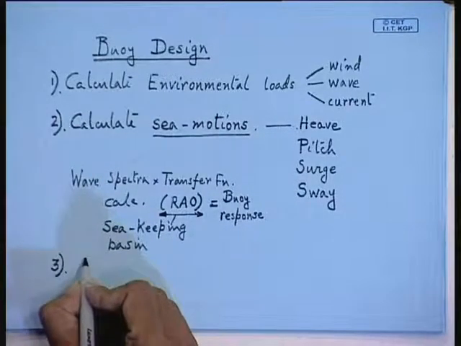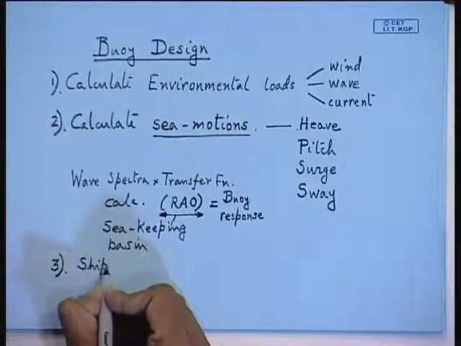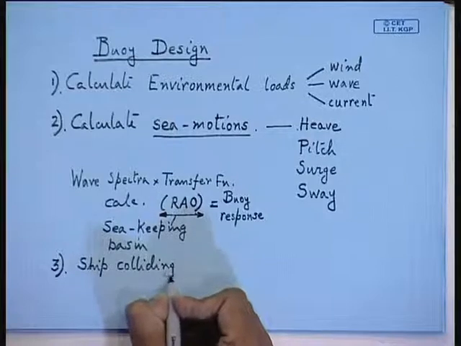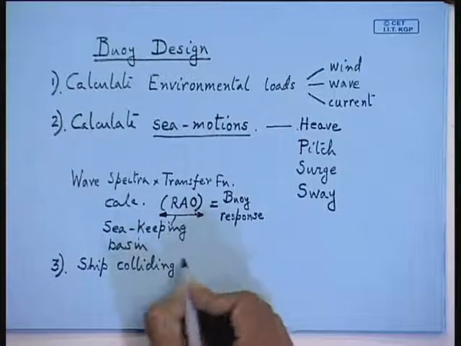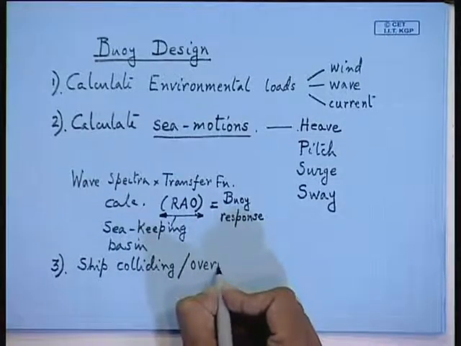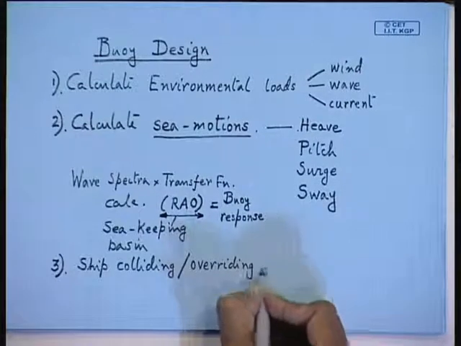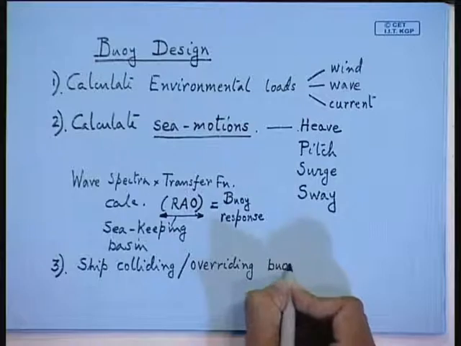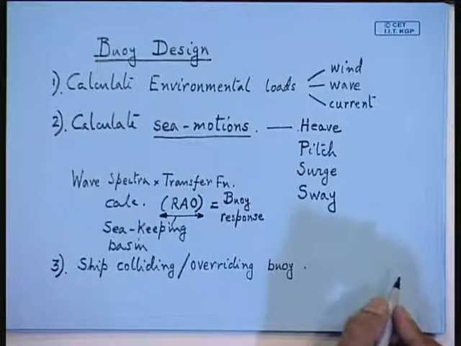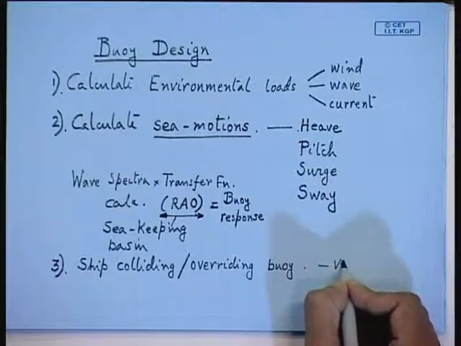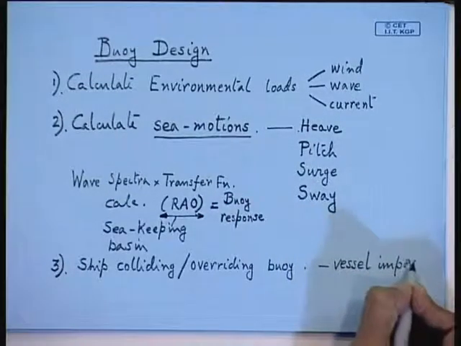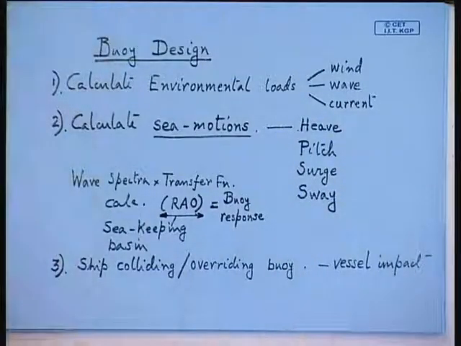The third most important aspect is ship colliding or overriding with buoy. So, whenever you are doing buoy design, this factor has to be taken care of, that is ship colliding or overriding buoy. Then that means your buoy is going to get damaged. In offshore, another important area of study is they call it vessel impact. Vessel impact, especially on this structure, has to be calculated.